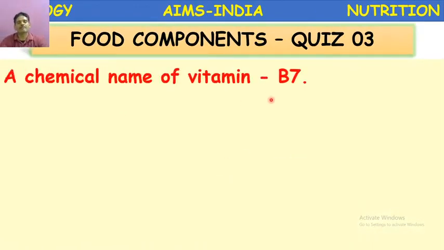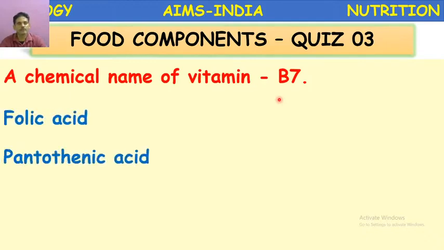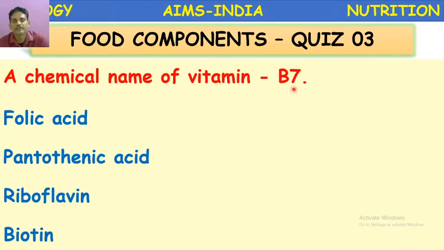A chemical name of vitamin B7. Folic acid, pantothenic acid, riboflavin, biotin. Come on, select the right option. In the discussion, I mentioned about vitamin B7. Recall. So what is the right answer? Biotin. D is the right answer. Biotin is also called vitamin B7.